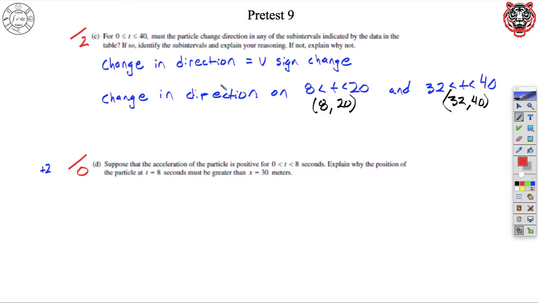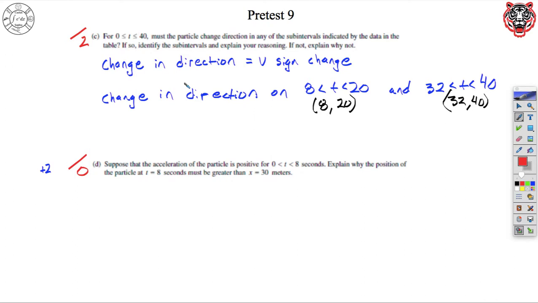Do you know what I said? By MVT, the particle must cross the x-axis at least once when its velocity changes signs. Does that make sense? Say it one more time. I said, by MVT, the particle must cross the x-axis at least once when its velocity changes. You use MVT? MVT doesn't even talk about slope.